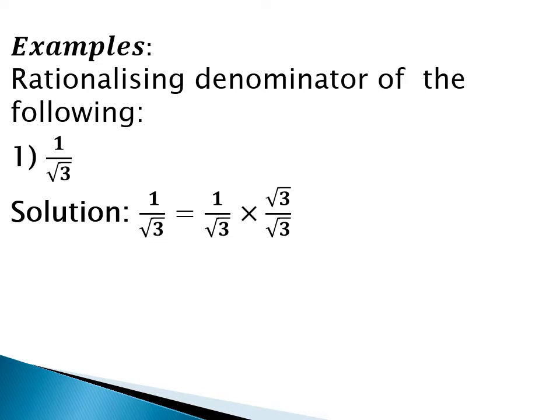That is 1 by root 3 into root 3 by root 3. When we are multiplying something, we should divide also. Otherwise we are changing the question, so it's not correct. So 1 by root 3 into root 3 by root 3. Now multiplication rules. 1 into root 3, that is root 3 in the numerator. Denominator root 3 into root 3, that is root 9. Root 9 equals 3. So your final answer is root 3 by 3.